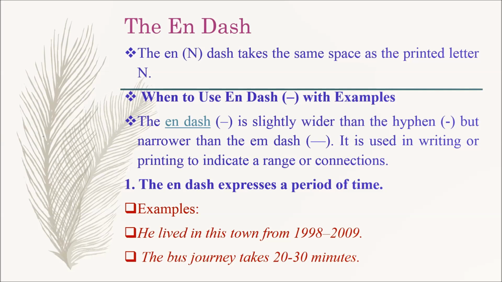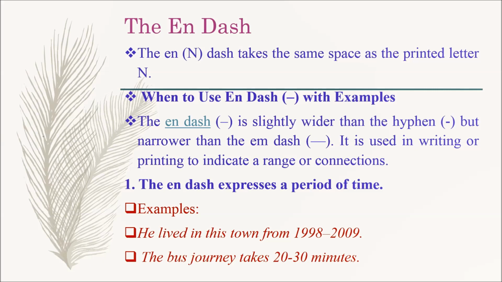The first usage is the en dash expresses a period of time. Now let's see some example sentences. He lived in this town from 1998 to 2009. The bus journey takes 20 to 30 minutes.